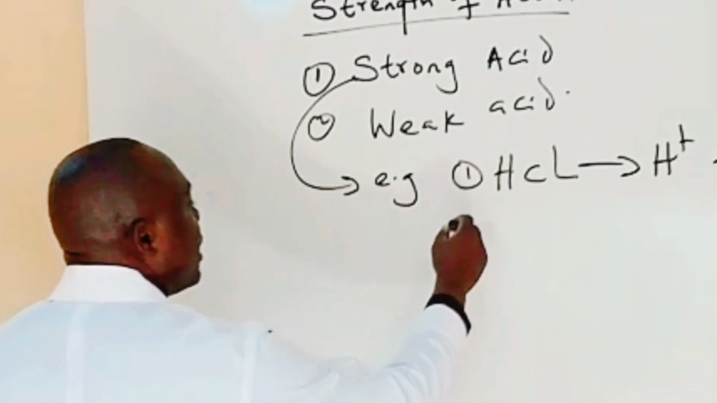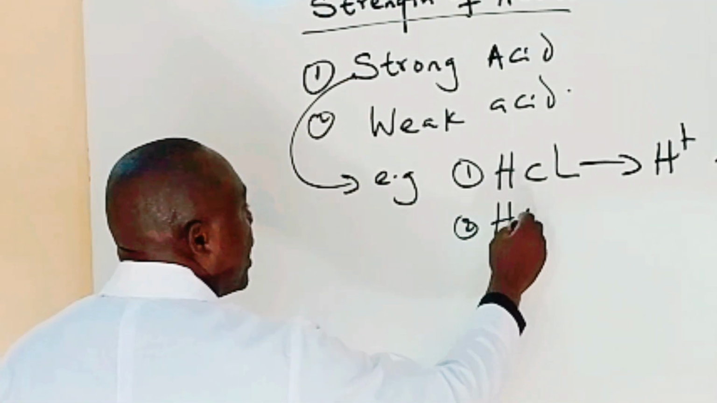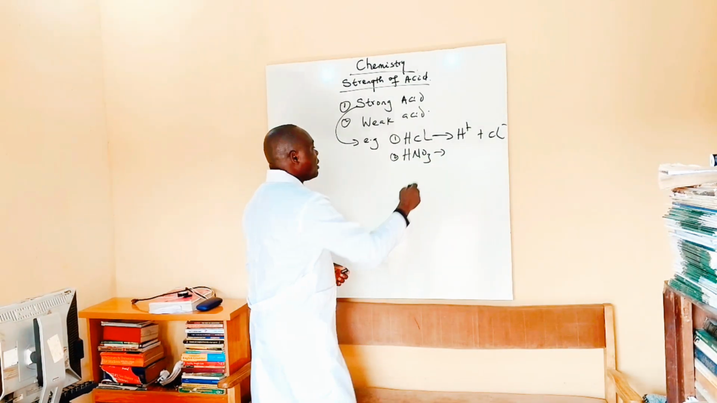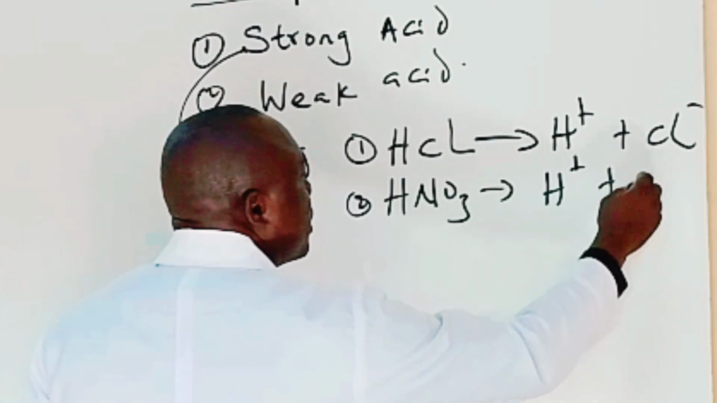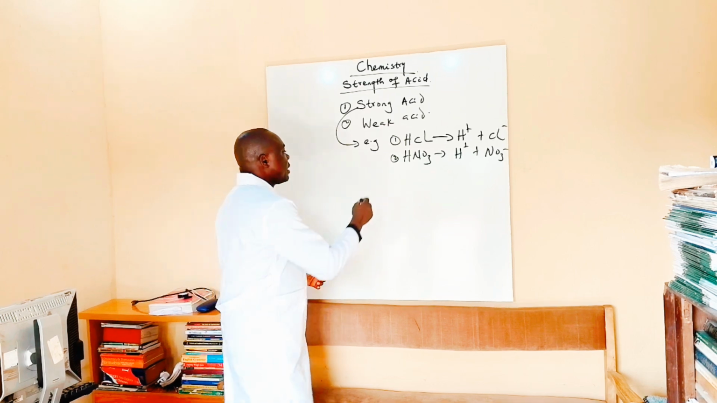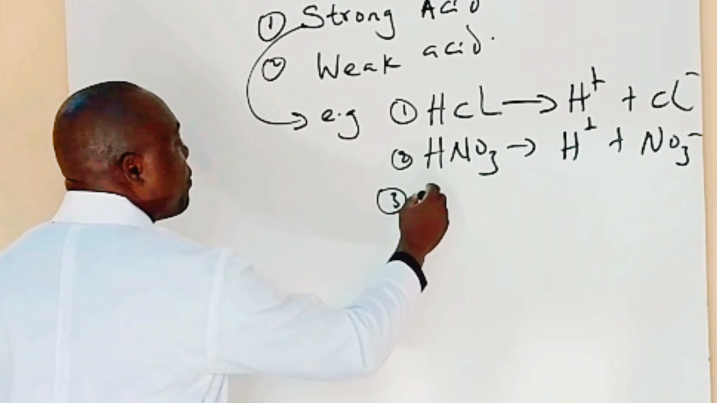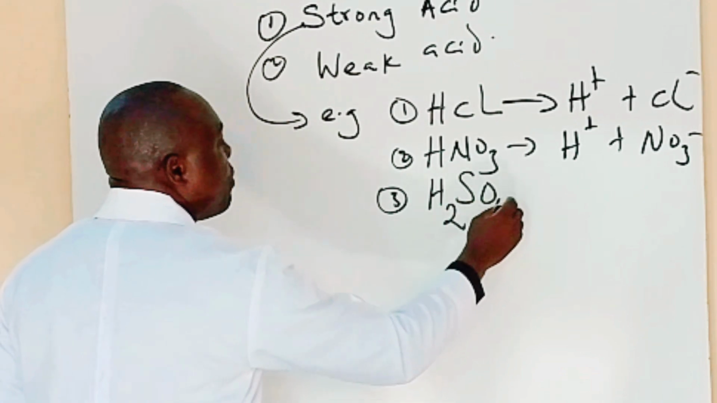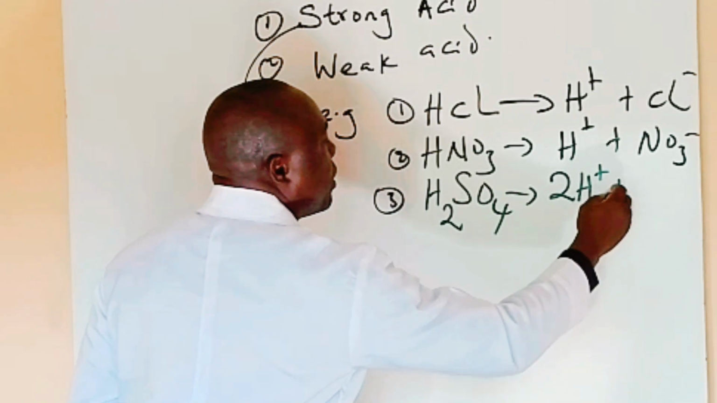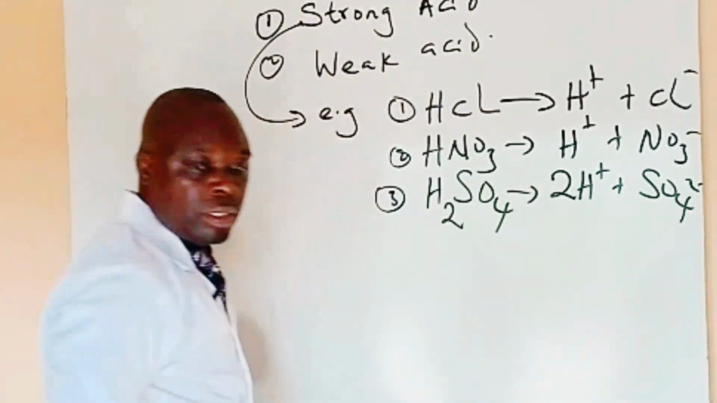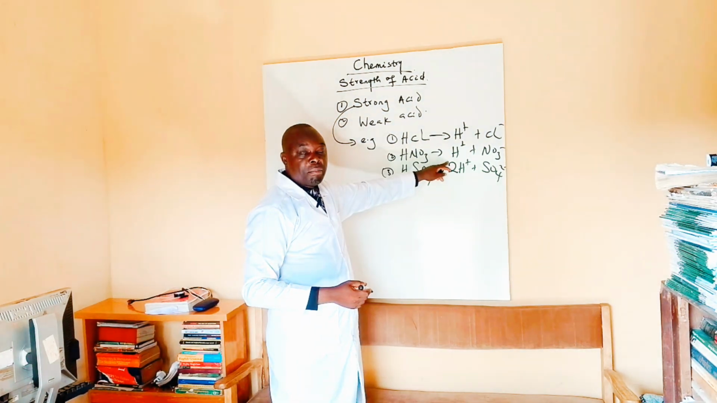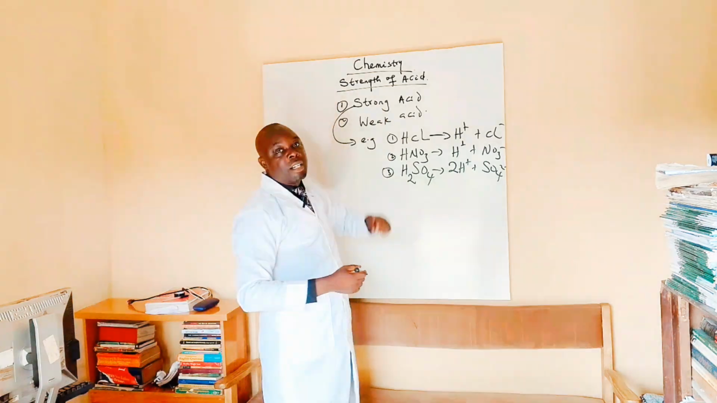Another example here is HNO3. In water, it dissociates completely into hydrogen ion plus nitrate ion. Number 3 is H2SO4. In water, it dissociates into 2H+ plus SO4 2-. So, total dissociation of this acid makes it a strong acid.